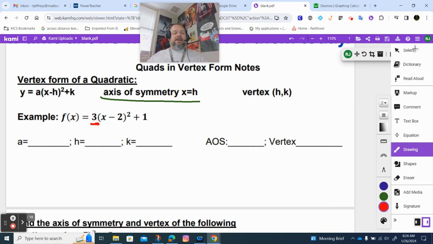Right here, our a is 3. For this section right here, we don't do anything with it. a is just kind of like the extra kid that gets brought along to the baseball or softball game. Our h is the opposite of -2, which is 2. Because our h is also our axis of symmetry, we write x equals 2. And for our vertex right here, we will put a 2 in the front of the parenthesis.